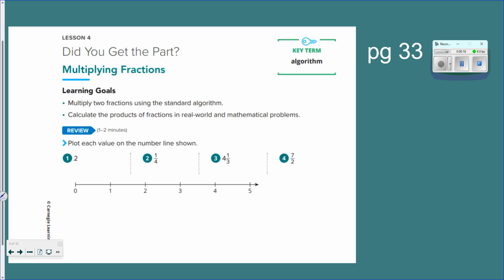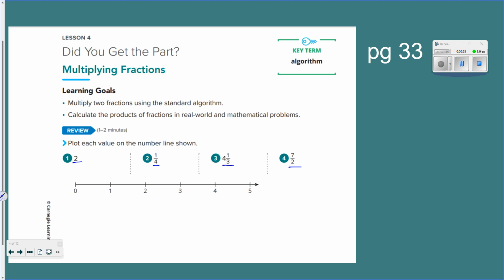But first, I want you to plot these 4 points on the given number line. So for number 1, you're going to plot the number 2. For number 2, 1/4. For 3, 4 and 1/3. And for 4, 7 halves. You're going to put them on the number line where they should go.